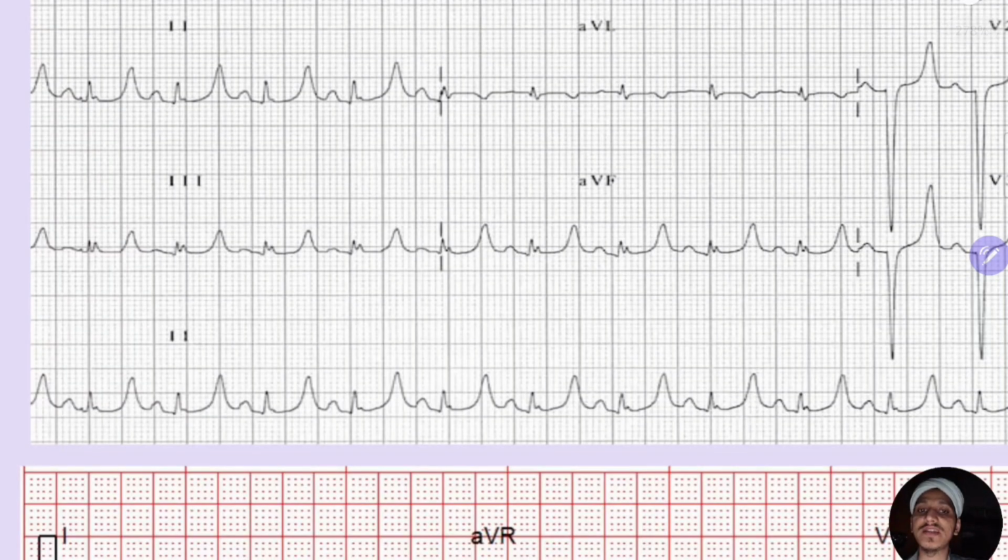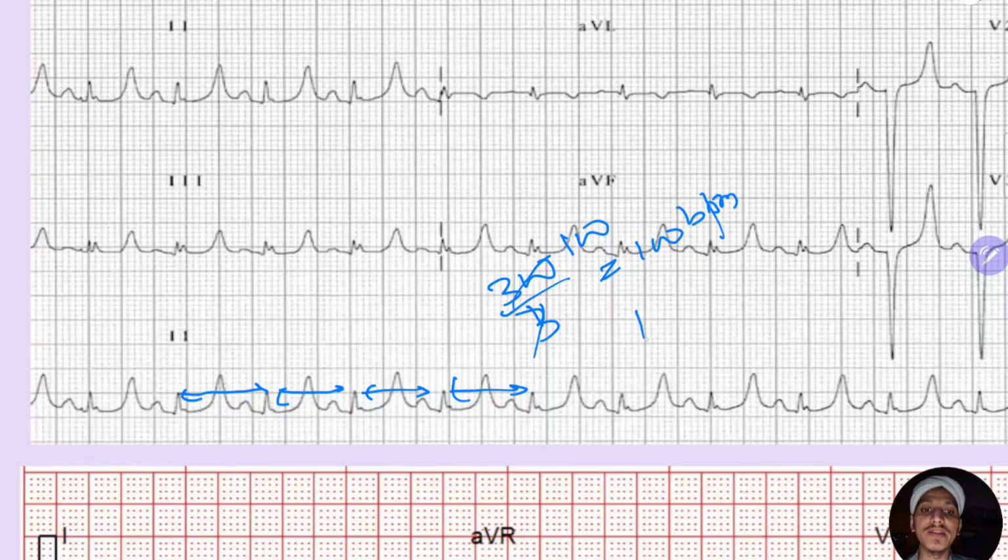Now we will calculate the rate. This is the QRS complex. From here to here we will calculate the rate. The rhythm is regular. RR intervals are regular. So we will calculate by 300 divided by large boxes. Approximately there are three boxes. So 300 divided by 3 is 100. So it is 100 beats per minute.